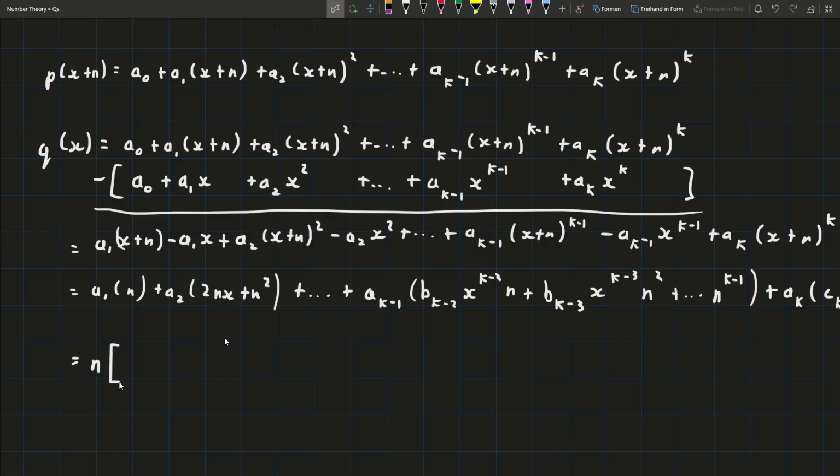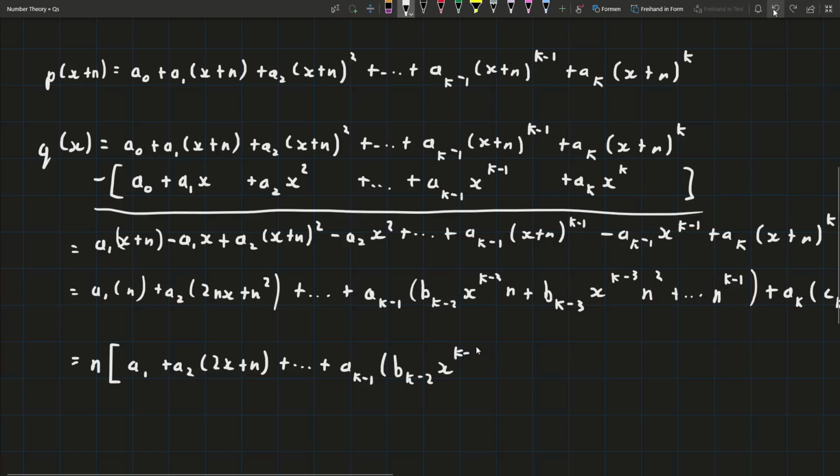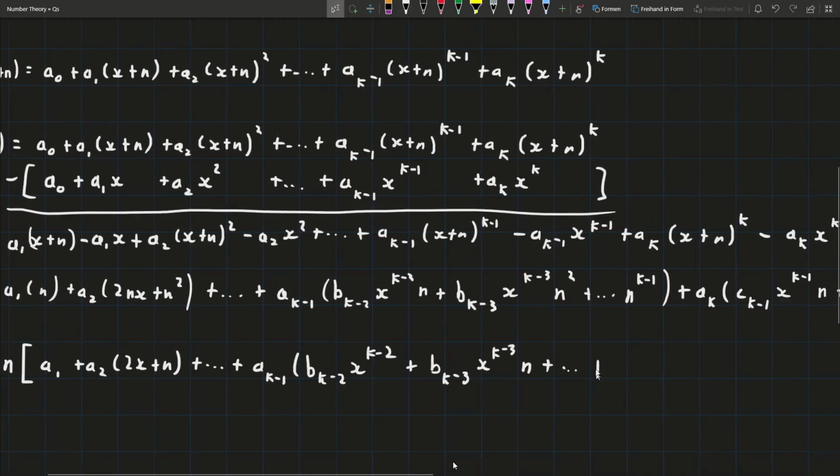So we'll have n multiplied by a1 plus a2 times 2x plus n plus dot dot dot plus a sub k minus 1 times, or sorry, not times n, I already factored out the n here. That'll be times, for example, the coefficient b sub k minus 2, x to the power of k minus 2. But since we factored out this n, it's not going to be here. Then we'll have b sub k minus 3, x to the power of k minus 3, n instead of n squared because we factored it out, plus dot dot dot. And that goes up to n to the power of k minus 2 because we factored out an n.